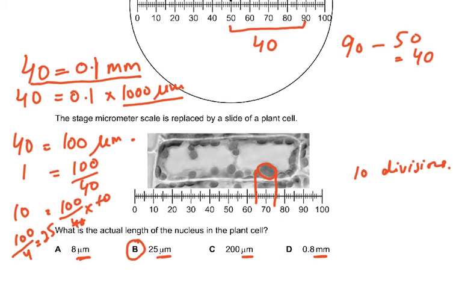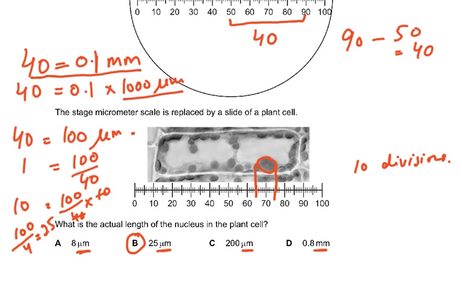But then what did they ask you? They said, what is the actual length of the nucleus of the cell? So now if you look at this diagram, I'll just rub it off and then show it to you again. The nucleus is this part. Then you see how much is the nucleus, and you have roughly an estimate is about 10. So if 1 is equal to 100 over 40, so 10 is equal to 100 over 40 into 10, and that is 25 micrometer. You see, what you have to understand is, look at all the units here.